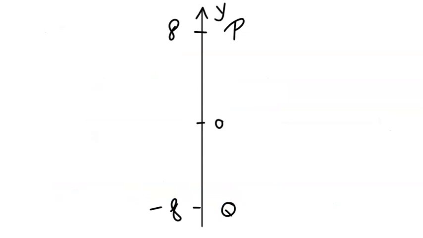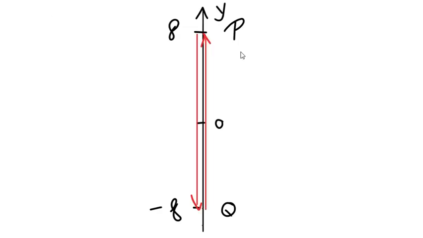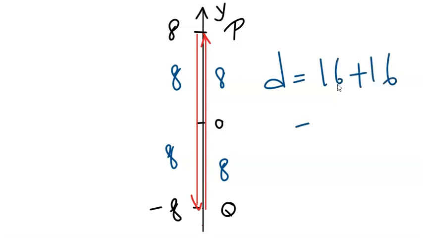Another example, for this motion along the y-axis, let's say the object moves from point Q all the way up to point P, and then comes back to point Q, as shown by the two arrows. What is the total distance here? Let's say the units are meters: 8 meters, 8 meters, 8 meters, 8 meters. So the total distance is 16 plus 16, which is 32 meters. That is the total distance traveled for this journey.